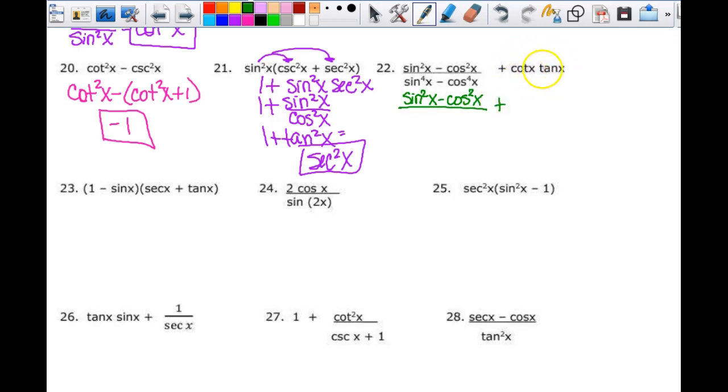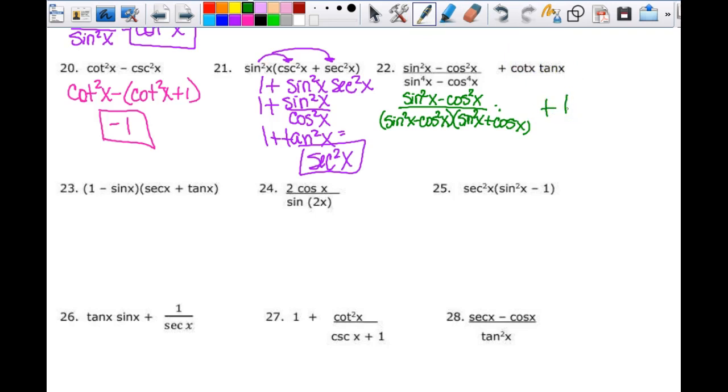These are reciprocals. Cotangent of x times the tangent of x just gives you 1. So there's just 1 hanging out over here. But then this is a difference of 2 squares. So this is going to give me sine squared x minus cosine squared x times sine squared x plus cosine squared x. Dang it. Let me erase that and move that over. I shouldn't have written that yet. Okay, that plus 1 over there.